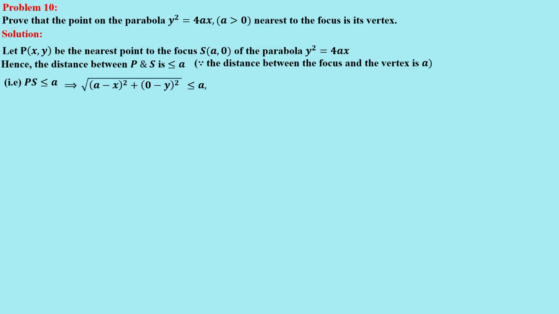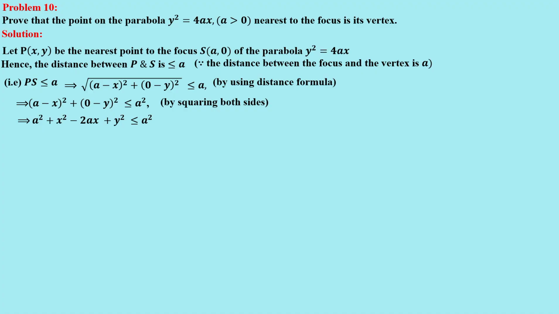So x, y and a, 0, we are using that one: root of (a minus x) the whole square plus (0 minus y) the whole square less than or equal to a, right? So squaring both sides, (a minus x) the whole square plus y square less than or equal to a square. So a square plus x square minus 2ax plus y square less than or equal to a square. So a square and a square get cancelled, right? So the remaining terms: x square minus 2ax plus y square less than or equal to 0.